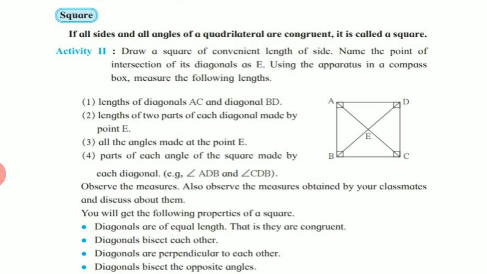If we write down all these measurements, we can put forward some properties as below. First one, diagonals are equal in length, that is, they are congruent. Second property, diagonals bisect each other. Third property, diagonals are perpendicular to each other. Next property, diagonals bisect the opposite angles.